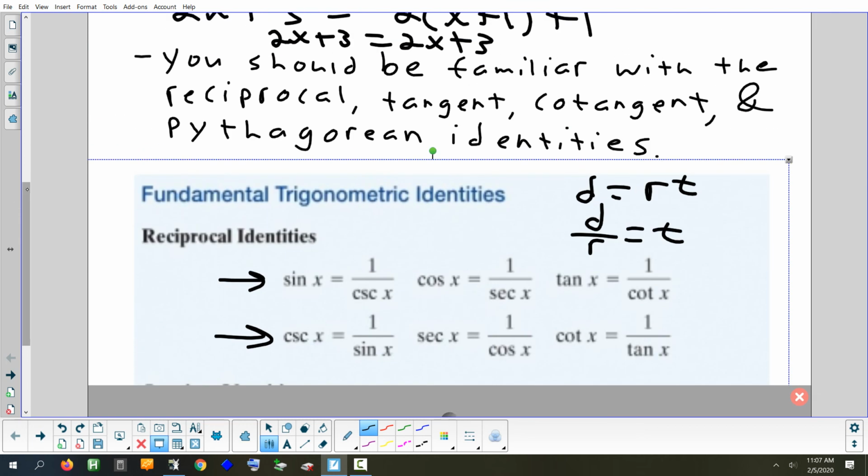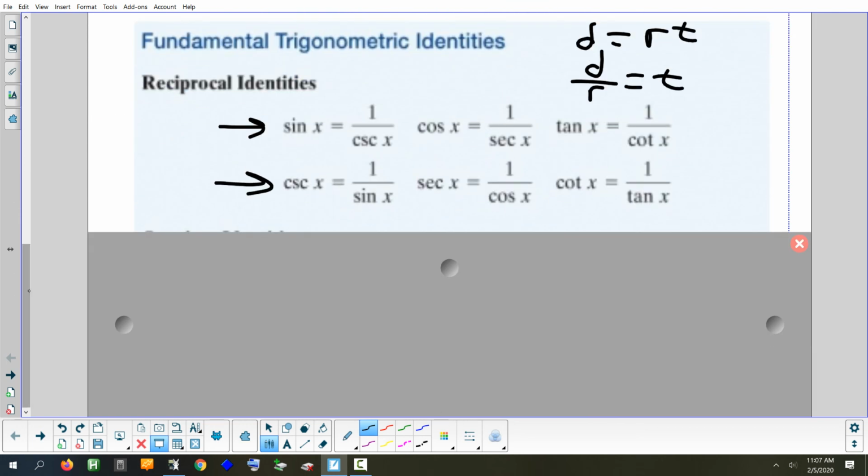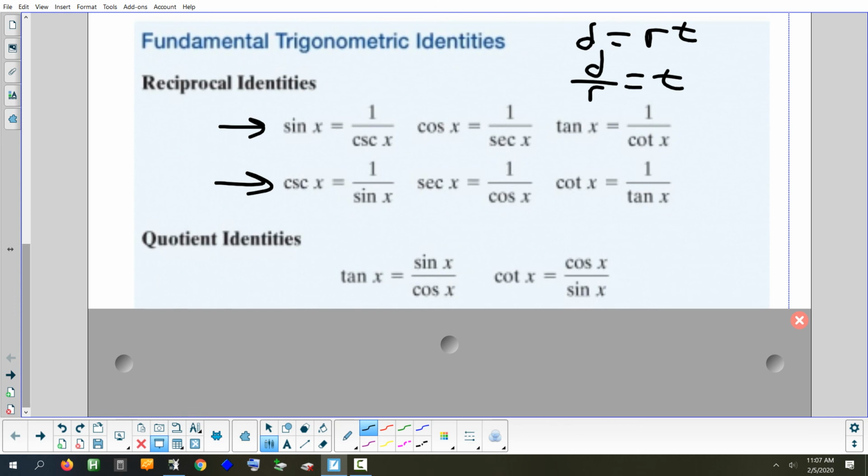The next group we call the tangent and cotangent identities. There are 2 of them. Those basically say that if you take sine and divide by cosine, you get tangent. Or if you flip it, cosine divided by sine gives you cotangent.